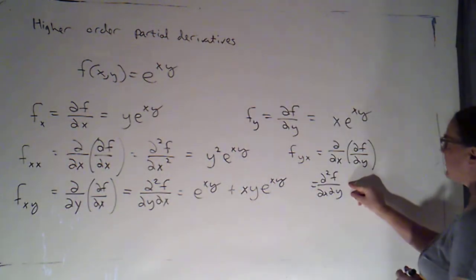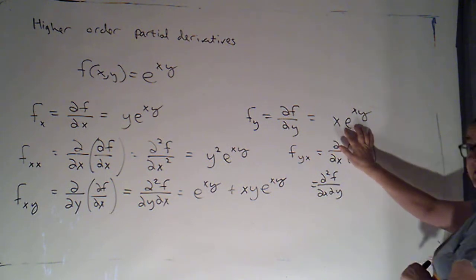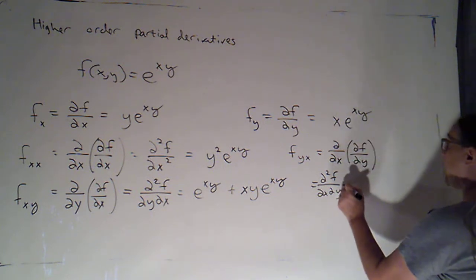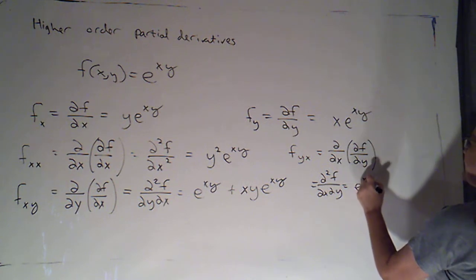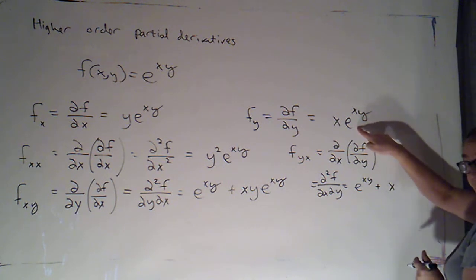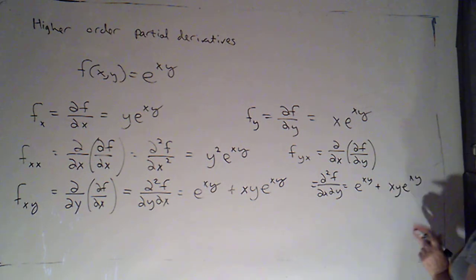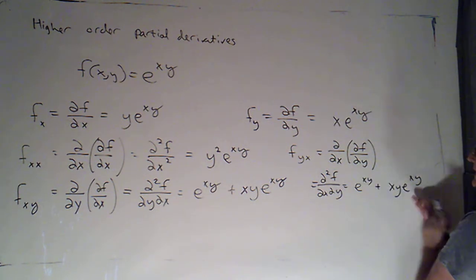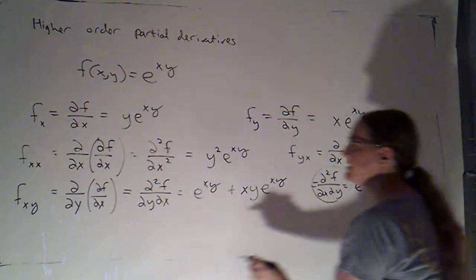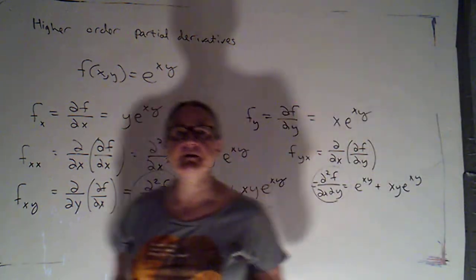Okay, so let's calculate what this would be. So I'm taking the partial with respect to x. So it looks like that's going to involve a product rule here. Okay. So the partial with respect to x of x is just 1. So I'm going to get 1 copy of e to the xy plus x times the partial with respect to x of e to the xy, which is just e to the xy times y. All right, now, we've still got one more to calculate, but I just want to point out this one here and this one here, they're exactly the same.